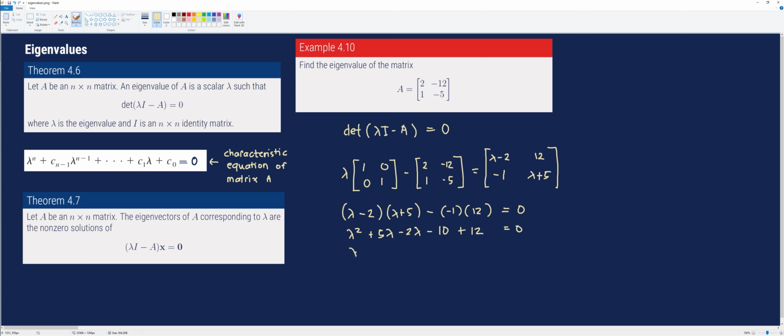Combine like terms, we have lambda squared plus 3 lambda plus 2 is equal to 0. Next, we factor this one, that is lambda plus 1 times lambda plus 2 is equal to 0. By zero product property, we say that lambda is equal to negative 1 and lambda is equal to negative 2, which gives us the eigenvalues of this matrix, and those are negative 1 and negative 2.